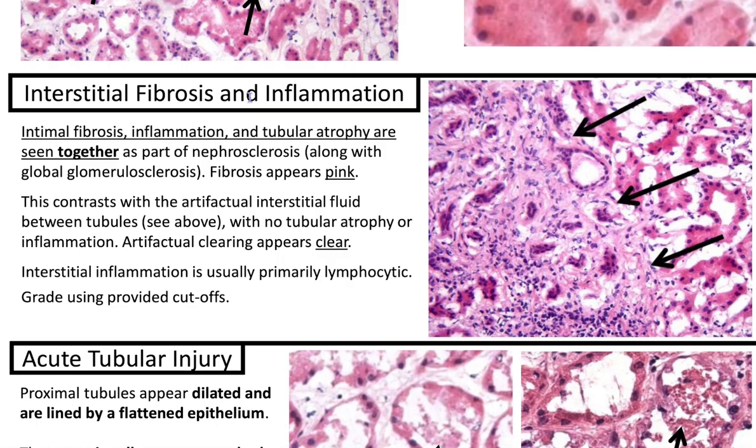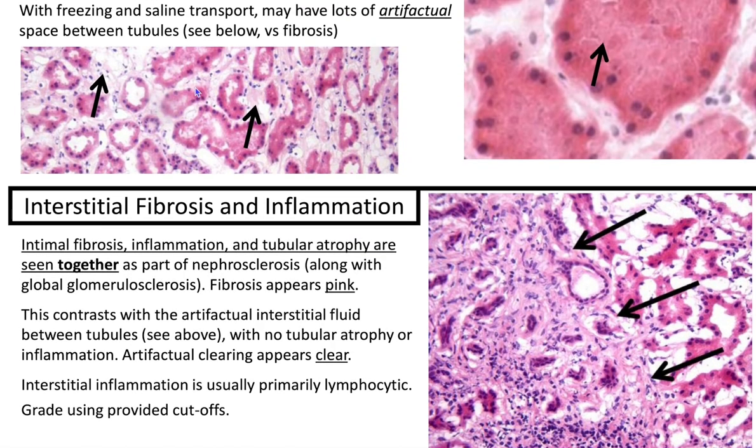Interstitial fibrosis and inflammation. Intimal fibrosis, inflammation, and tubular atrophy are seen together as part of nephrosclerosis, along with global glomerulosclerosis, and the fibrosis appears pink. And that contrasts with the artifactual interstitial fluid between tubules, because the tubules don't have tubular atrophy, nor do they have inflammation, and the artifactual clearing appears clear.